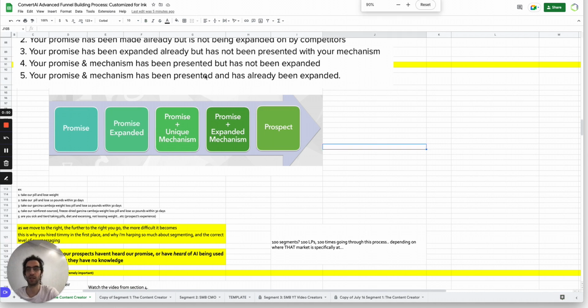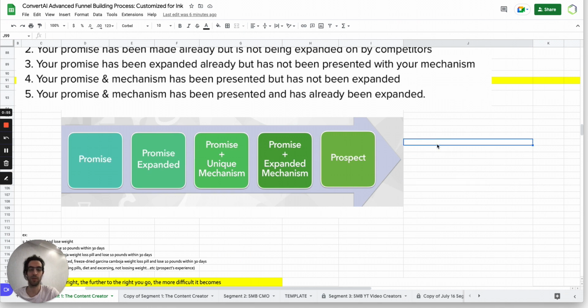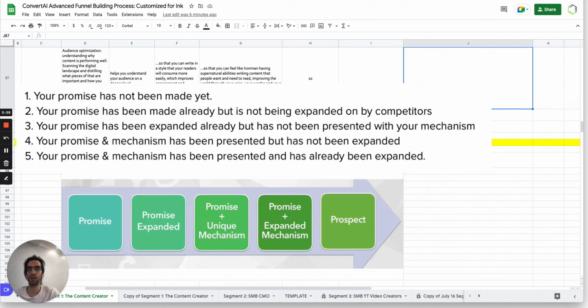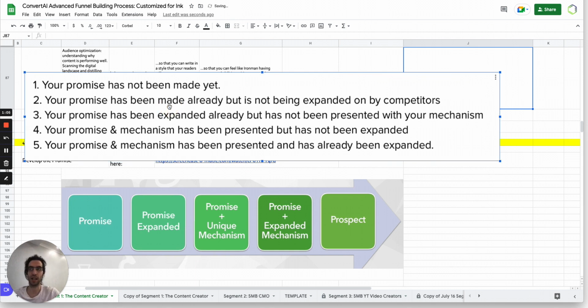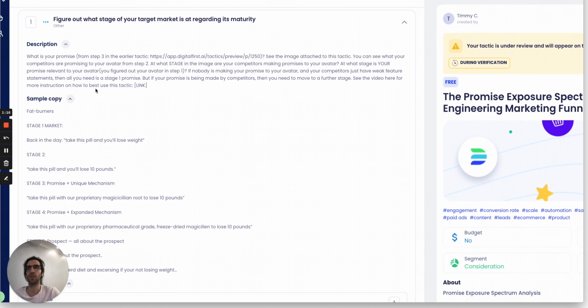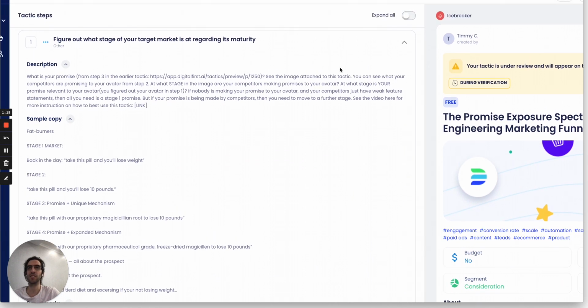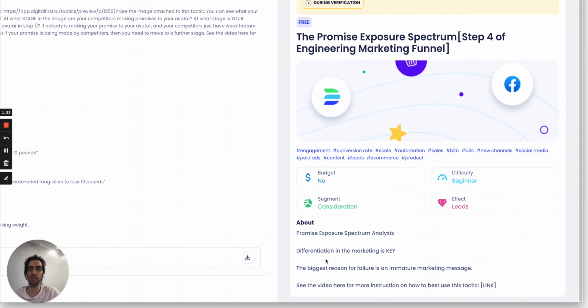Let's zoom in. So let's scroll up a bit here. Okay, so we have this here. All right, the promise exposure spectrum is this, and this is attached in the tactic as well. So it's very simple. This is incredibly important. If we mess this up, basically this item here, this is absolutely key because this helps us to differentiate from our competitors.